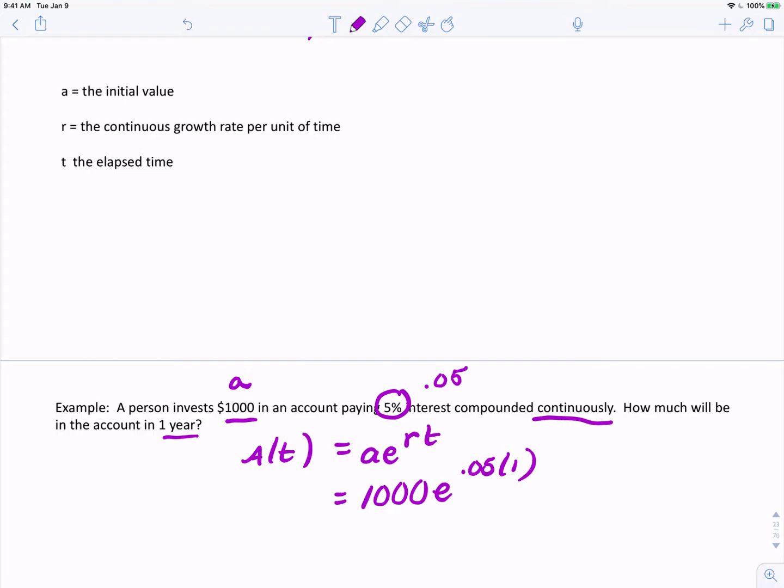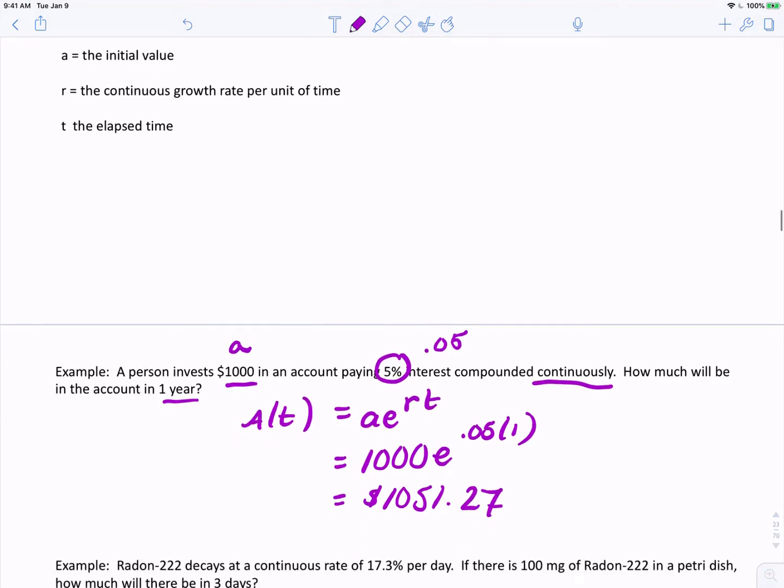And if we take a look at that on our calculator, 1,000 times e to the 0.05, we would find out that the account would be worth about $1,051.27 in 1 year's time.